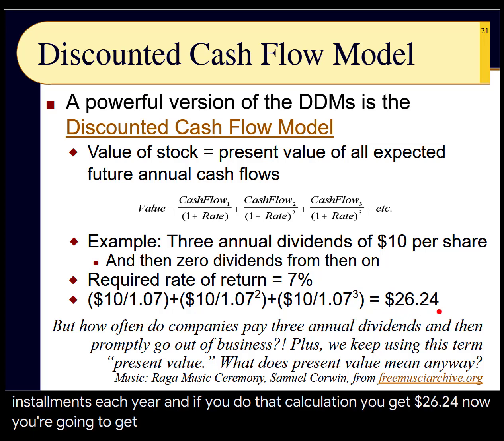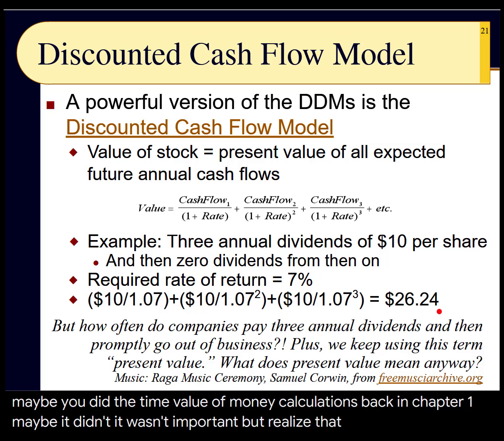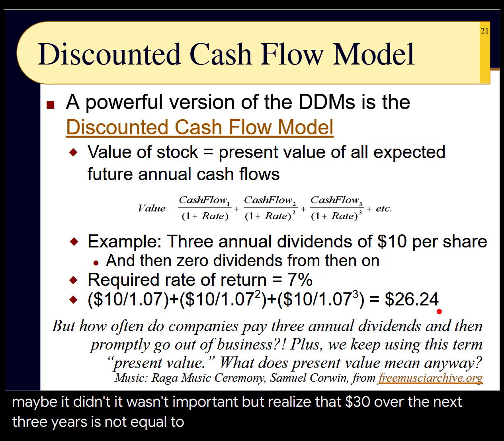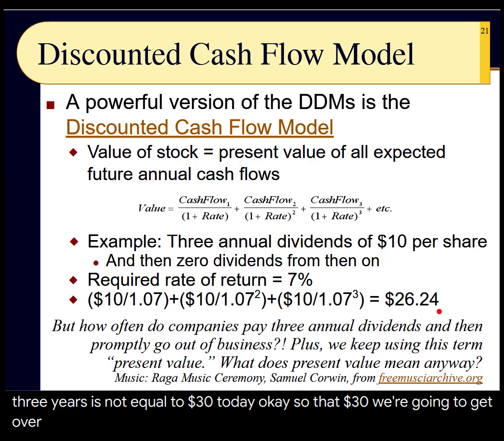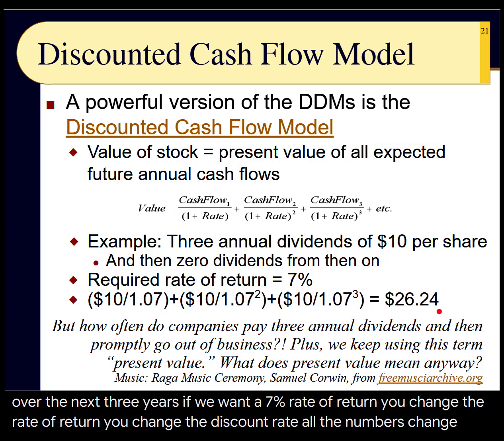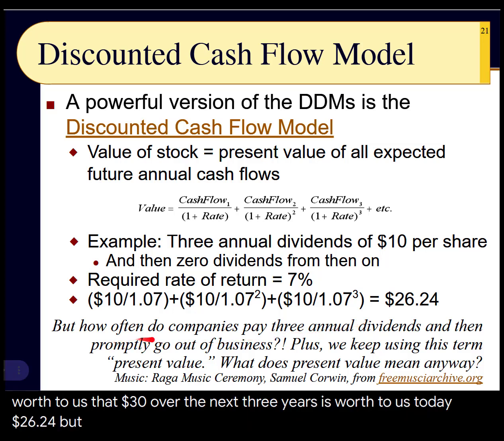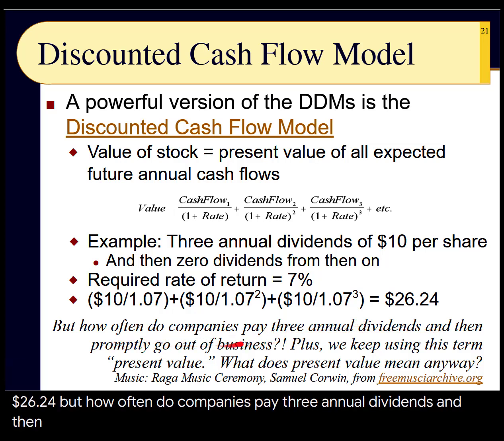Now, you're going to get $30, right, over the 3 years. But if you remember, maybe you did the time value of money calculations back in chapter 1. Maybe you didn't, it wasn't important. But realize that $30 over the next 3 years is not equal to $30 today. So that $30 we're going to get over the next 3 years, if we want a 7% rate of return, is worth to us today $26.24. You change the rate of return, you change the discount rate, all the numbers change. But how often do companies pay 3 annual dividends and then promptly go out of business?